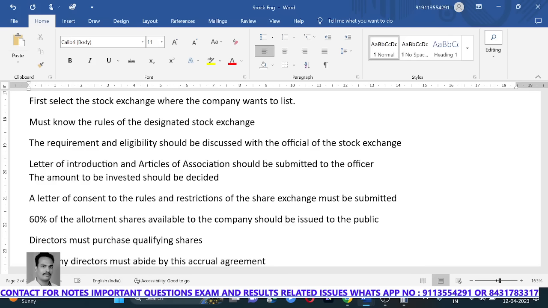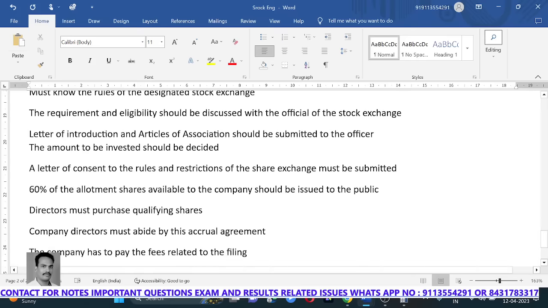A letter of consent to the rules and restrictions of the share exchange must be submitted. So they have to submit a consent form. That consent form should include rules and restrictions. They will follow all the rules and regulations given by the stock exchange.